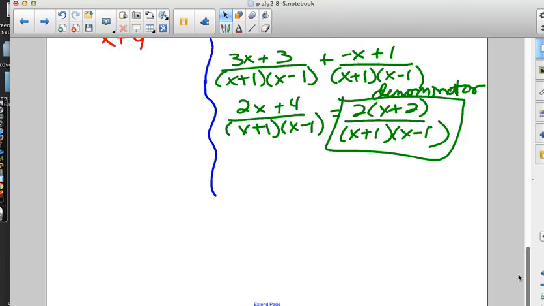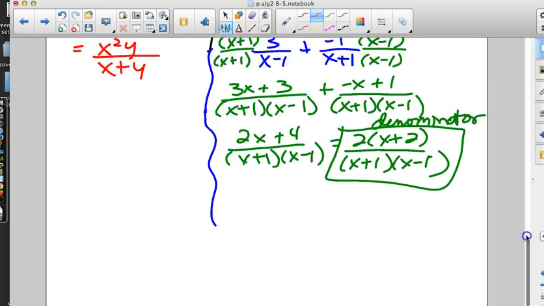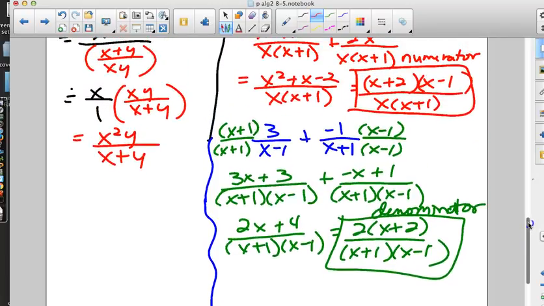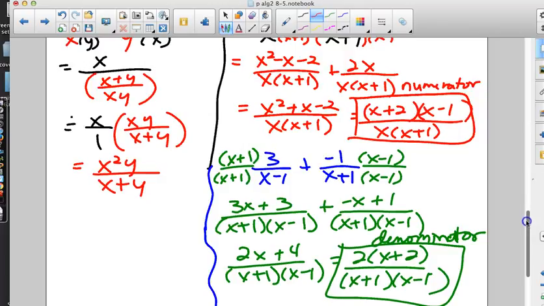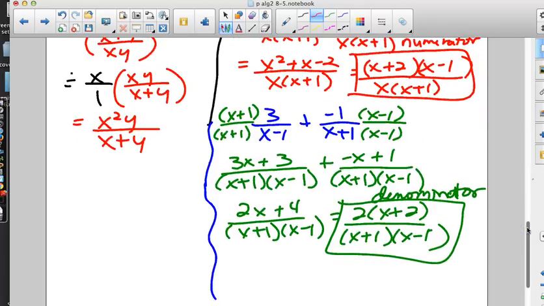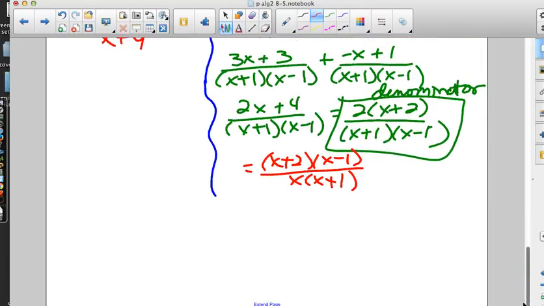Okay, so let me go get my red one. My red one was x plus 2, x minus 1 over x times x plus 1. Wow. Yeah, organization. Green one flipped, right? Be careful that you flip it.